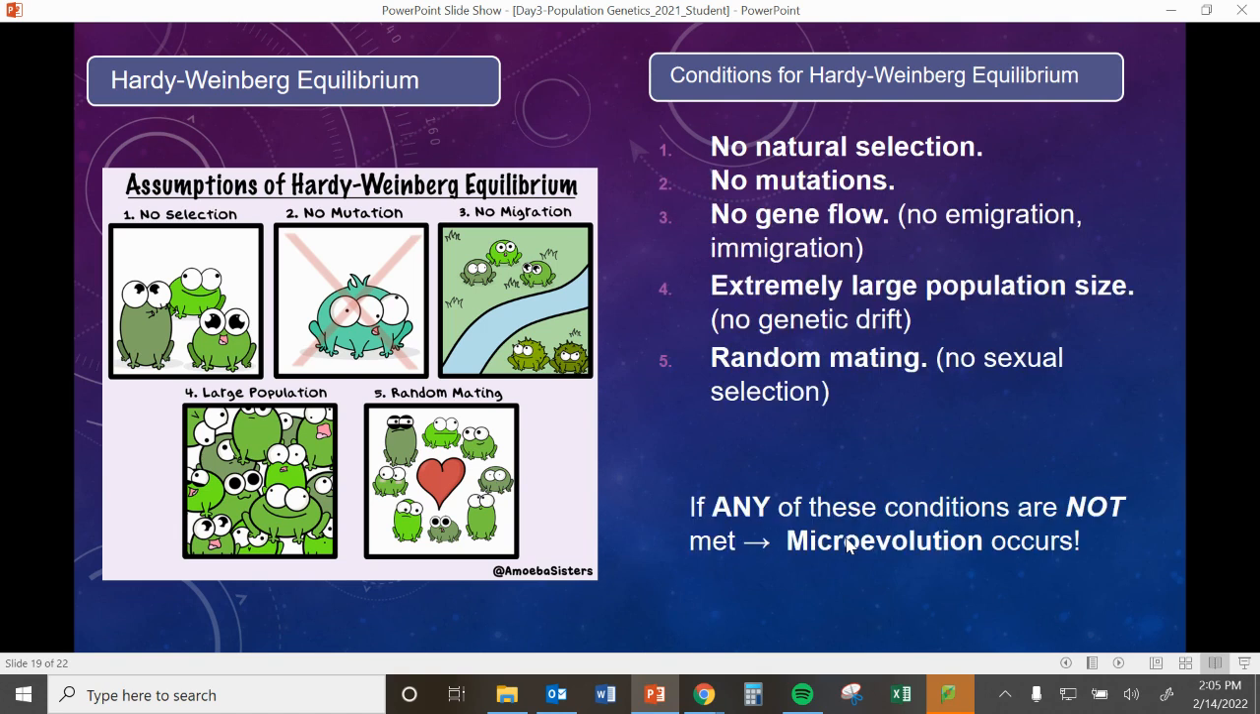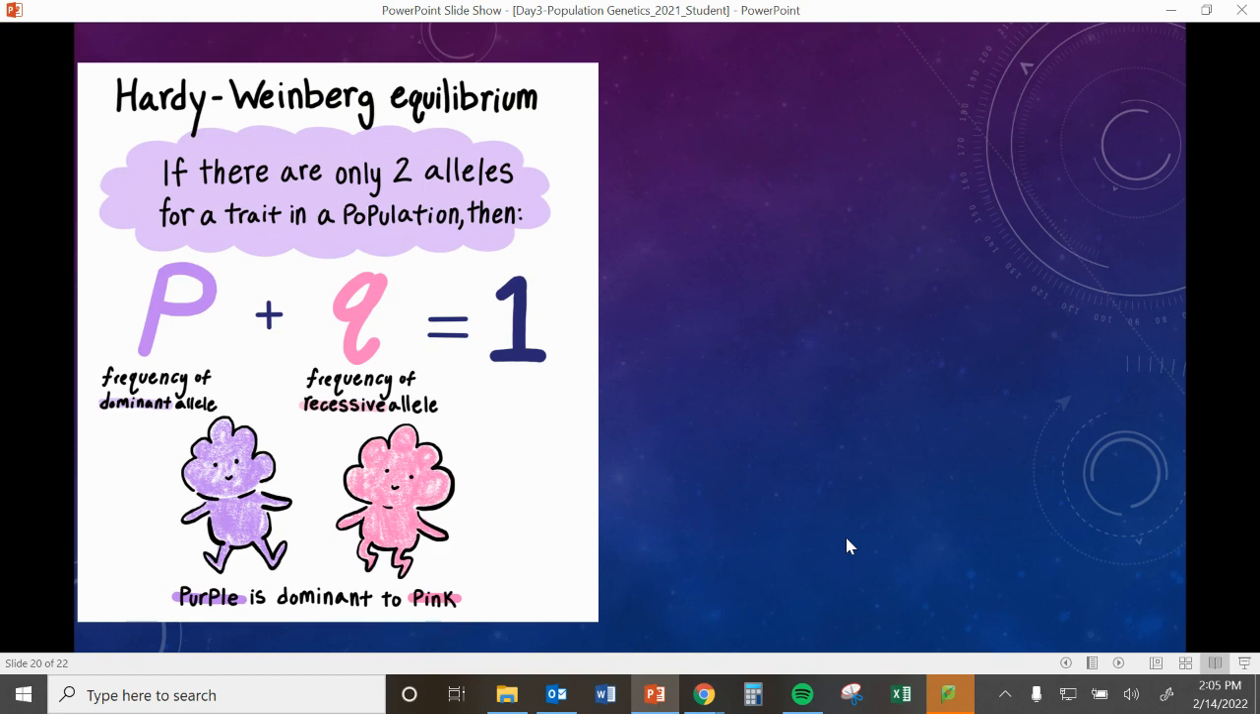If any of these are happening, that means we are going to have at least microevolution occurring to some extent, and therefore it doesn't meet the assumptions, so we cannot use the Hardy-Weinberg equilibrium. Okay, so what is the Hardy-Weinberg equilibrium if things are met? It's two equations that will be given to you on the test that are describing the alleles in a population.